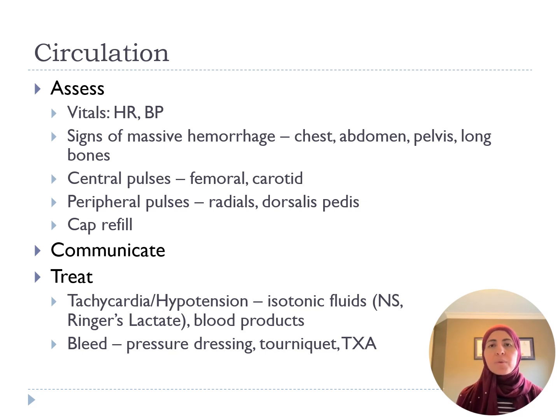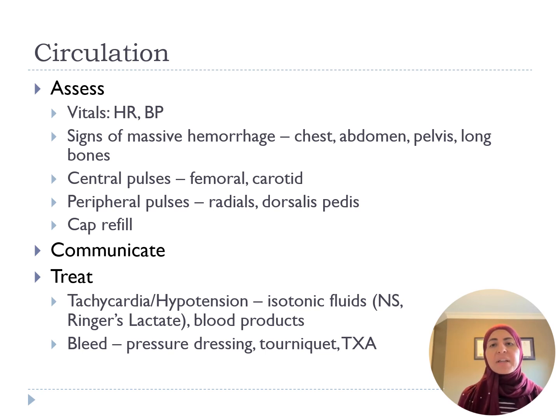For circulation, we note the relevant vital signs again, in this case, the heart rate and blood pressure. We look for any signs of major bleeding, which can occur in the chest cavity, in the abdominal cavity, in the pelvis, or through open fractures of the long bones. These are areas where enough blood can be lost to impact the patient's hemodynamic status. We palpate central pulses. In children, we most often use femoral pulses as they're most readily accessible, but in older children and adults, you can use the carotid pulses as well. We then palpate peripheral pulses, and most often we use the radial pulses and dorsalis pedis pulses, and we measure capillary refill centrally, usually on the chest.